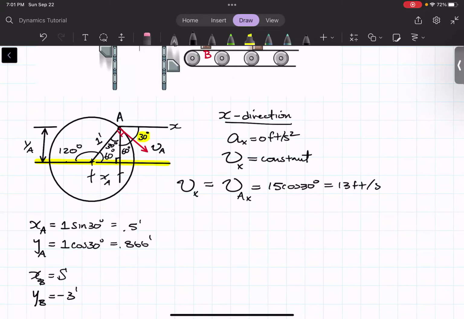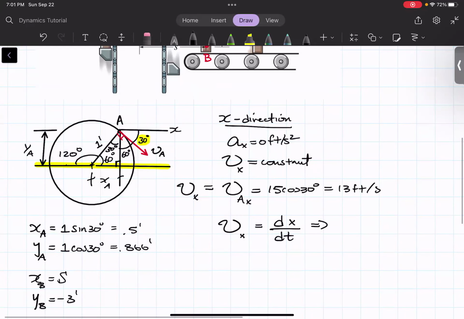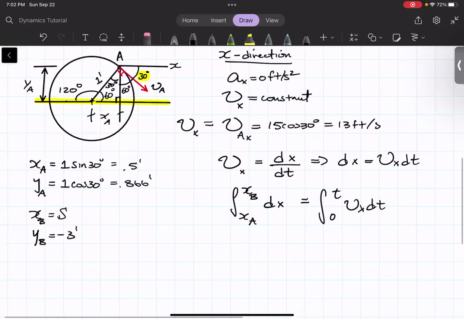Now, the only kinematic equation that we could use in the x direction, based on the fact that the acceleration is 0, is the following. The velocity in the x direction is equal to the instantaneous change in x with respect to time. We separate variables, where dx is equal to Vx dt. We have XA and XB as your boundary conditions for dx, and 0 to t for dt. Your overall kinematic equation is XB is equal to Vx t plus XA.